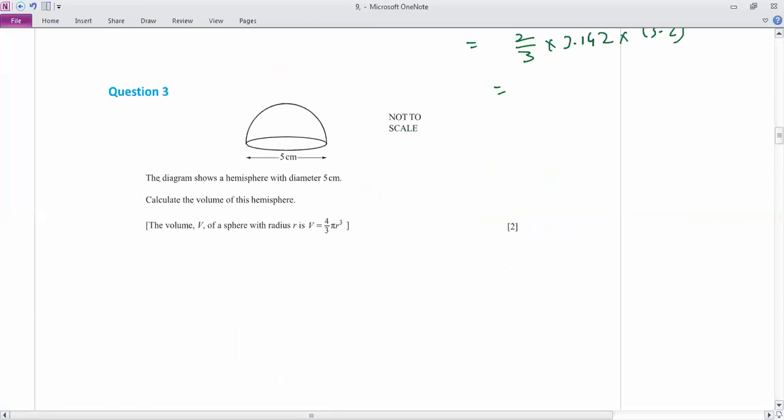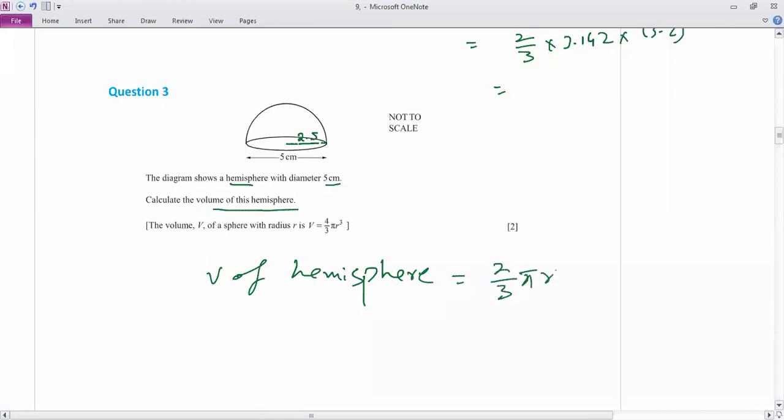Coming to this one. The diagram shows a hemisphere with a diameter. If the diameter is 5 centimeter, it means its radius will be half of this, 2.5. The radius is 2.5. Calculate the volume of the hemisphere. Again, use the formula of the volume of a hemisphere. It will be 2 over 3 pi r cube. So just put the values: 2 over 3 into 3.142 into r. R is 2.5, so 2.5 cube. Just do the calculation. That's it.